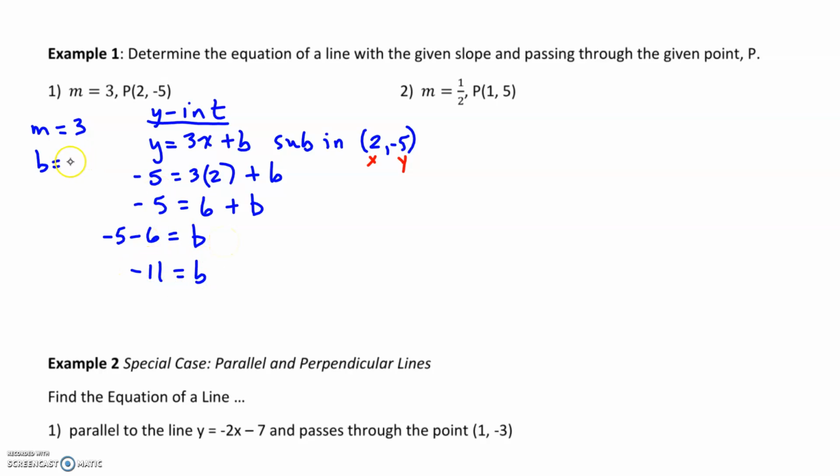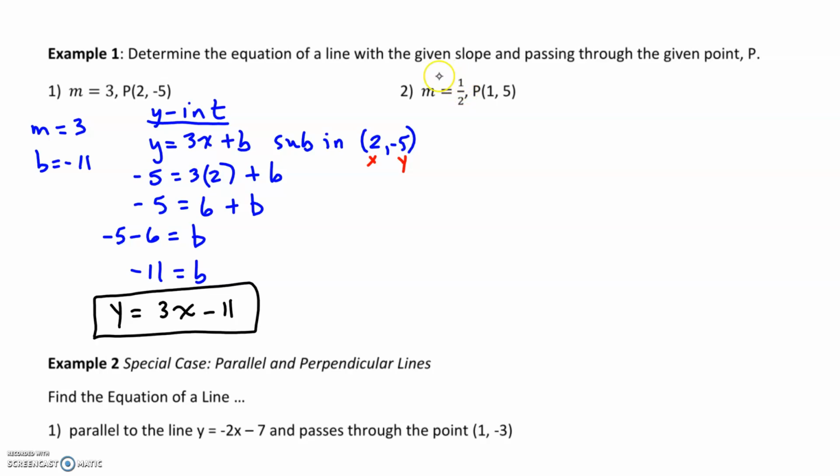So I now know my b value is -11, and I can do my final step, which is to write the equation of a line using my m and my b, and we're done. Okay, let's try the next example.